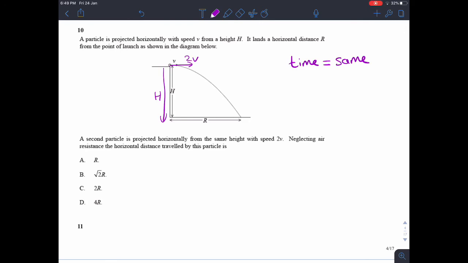So all that is happening is we want to find the distance, and we have the time is the same, and we have the velocity has doubled. So if this velocity doubles, then this distance must double as well. So we're looking at 2r.